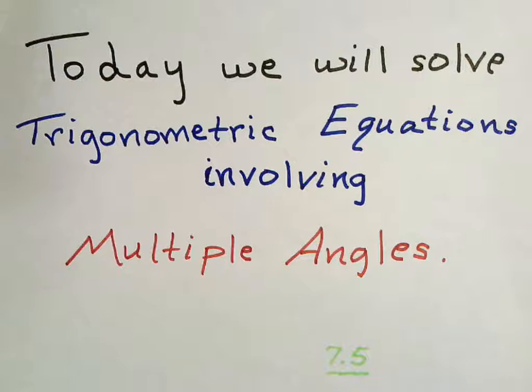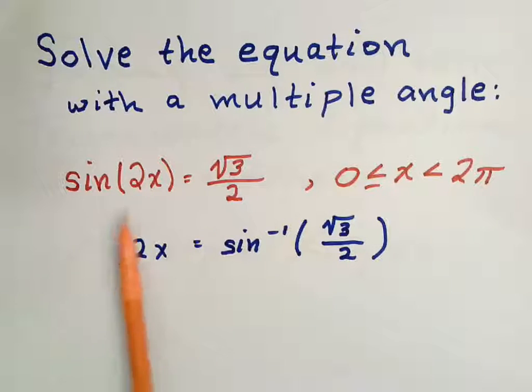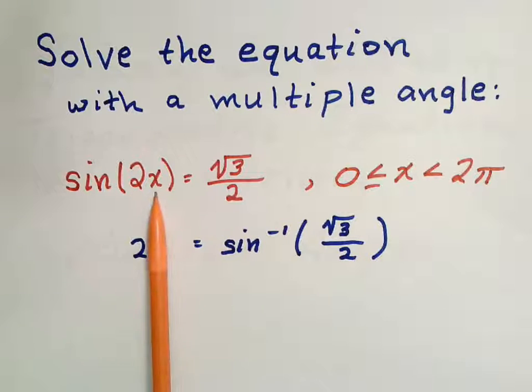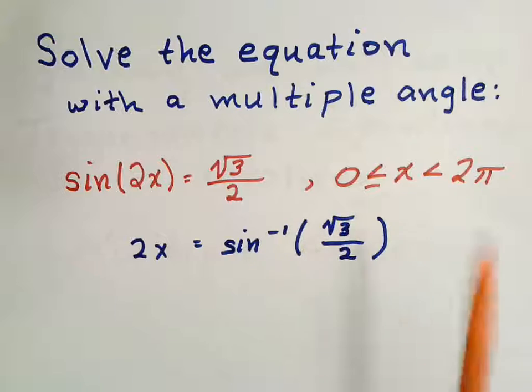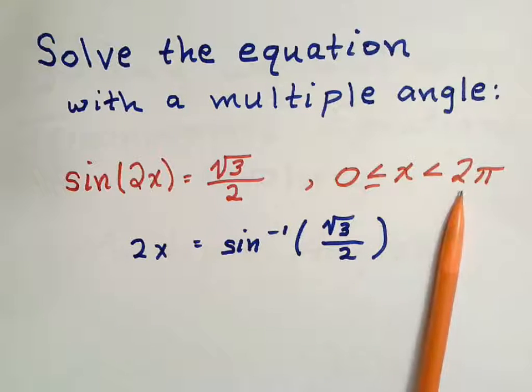Today, we will solve trigonometric equations involving multiple angles, and this is in our Chapter 7, Section 5. So let's get right into solving one of these problems. Solve the equation with a multiple angle: sine of 2x, it's multiple, 2 times x, a multiple of 2 there, is equal to square root of 3 over 2, on the interval where x is greater than or equal to 0 but less than 2 pi.